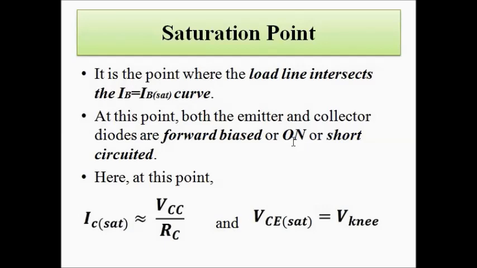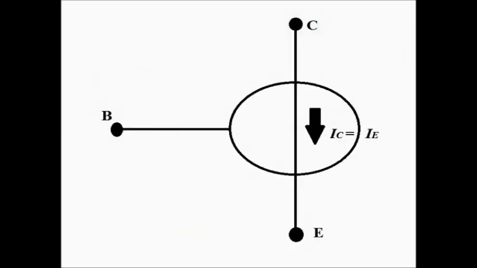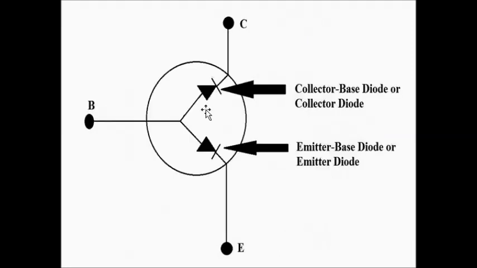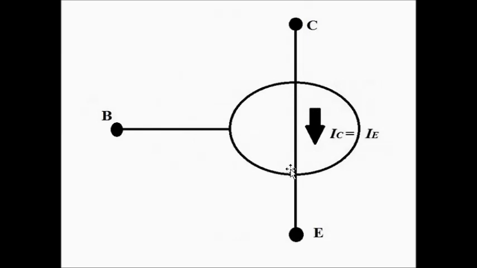So in the saturation mode, both the PN junction diodes are on or short circuited. So the internal structure of BJT is in this form. This is the normal way in which the BJT looks. And in saturation mode, both the diodes are short circuited, so a short circuit path is created.